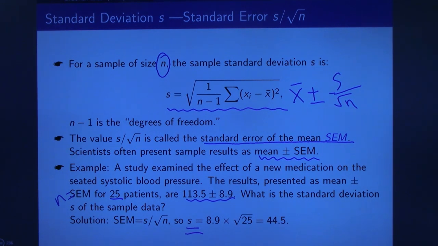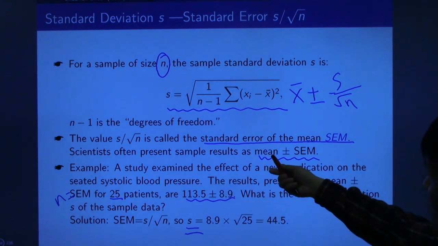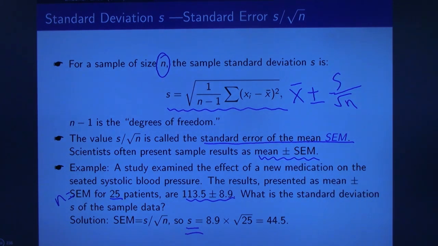If you are working in any experimental field and you are given the result in this format, the mean plus and minus the standard error of the mean, then from this number we know the standard deviation of the sample data. And we also definitely know the mean of the sample.